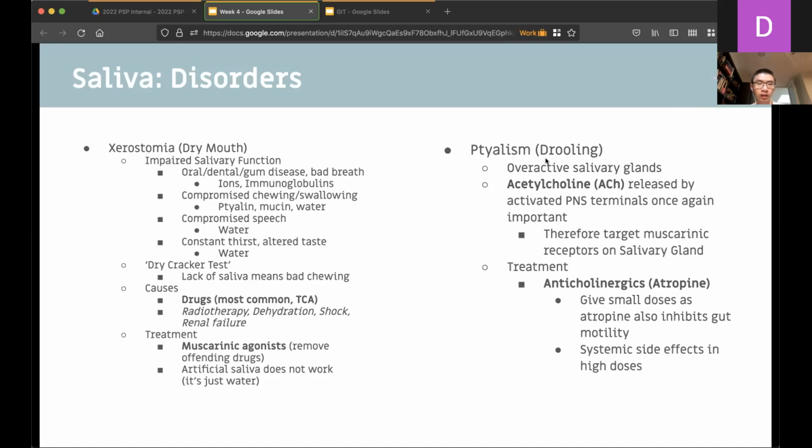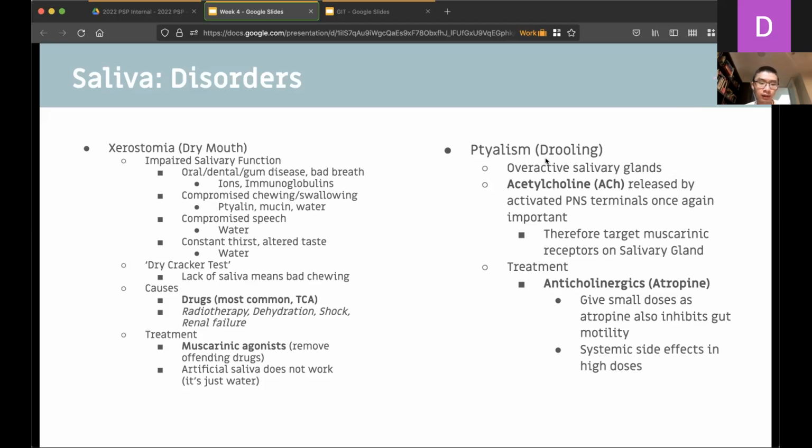And of course, for the treatment, the problem is that the muscarinic receptors aren't triggering the salivary glands to produce saliva. So the treatment is to use muscarinic agonists to stimulate them, and also remove the offending drugs such as tricyclic antidepressants.